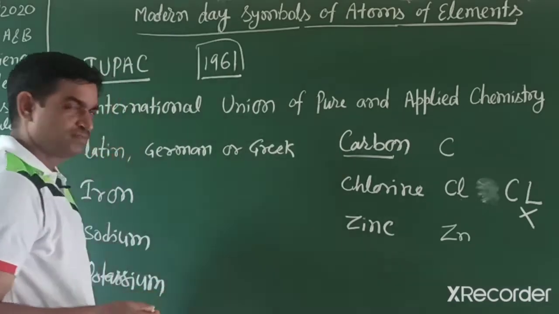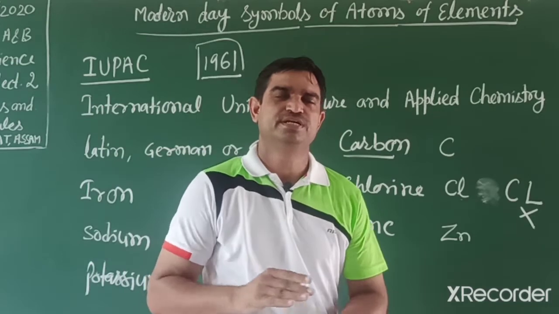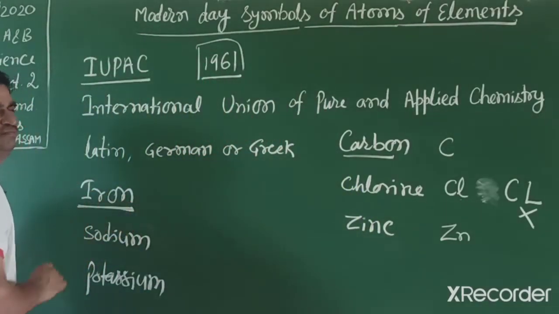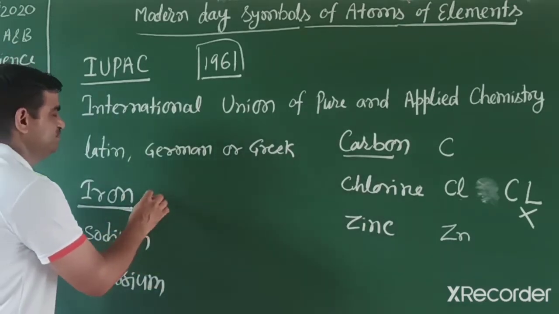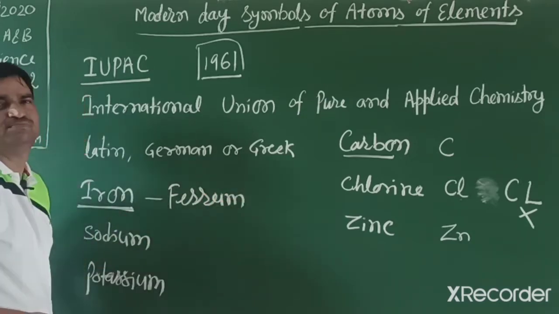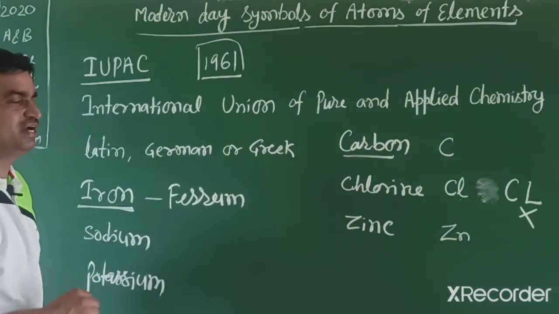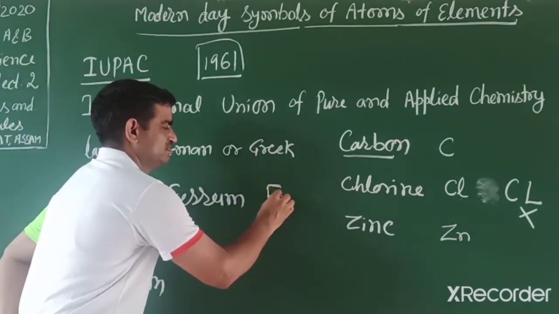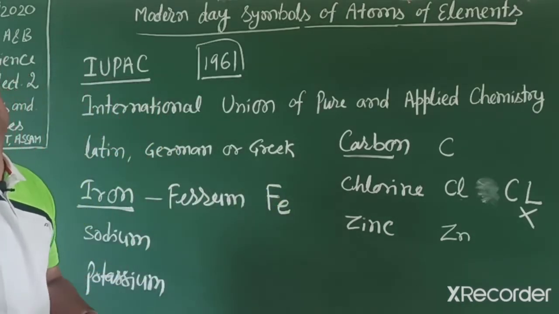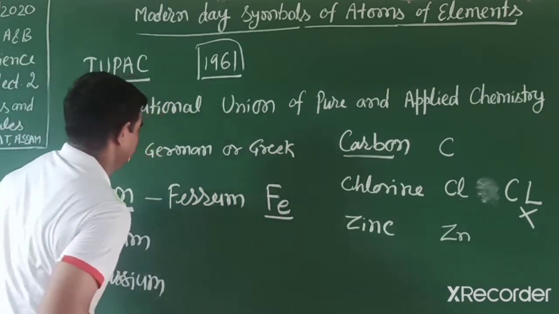Some elements were discovered with Latin, Greek or German names. For example, iron. Iron's Latin name is ferrum. So iron's symbol is not I, because I is already given for iodine. So iron's symbol is, students, F and E. Why not give only F? F is already given to fluorine. So its symbol is Fe, from ferrum.